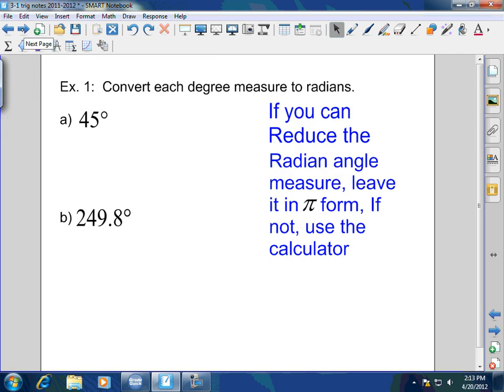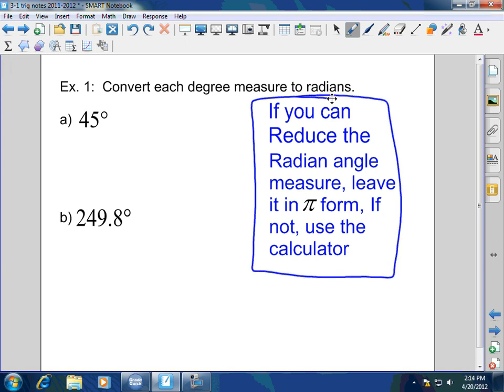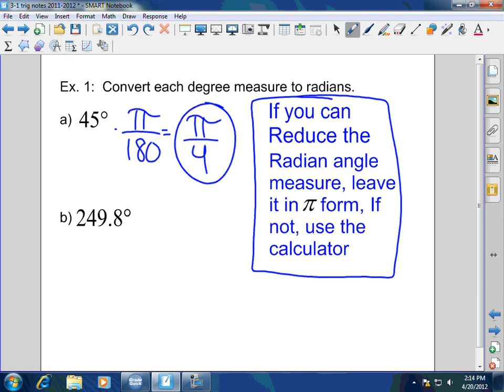All right, let's try some of these. Remember, I have here in blue, if you can reduce the radian angle measure, leave it in pi form. If not, use the calculator. Very simple. So in this particular case, you're going to multiply by pi over 180, and that, very good, is going to be pi over 4. Done. You don't label it with an R, you don't label it with anything. It is a radian measure.